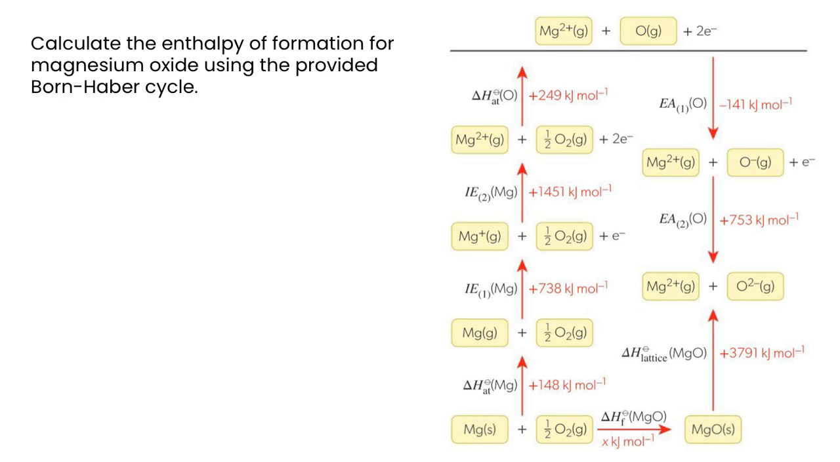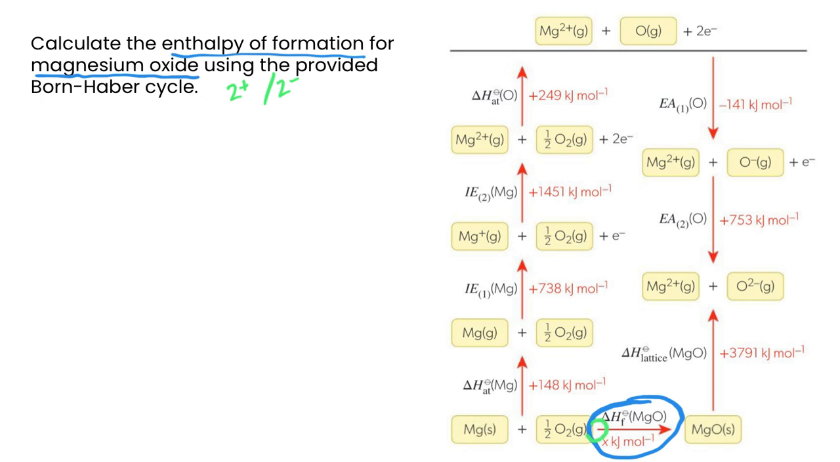Sometimes you might be asked for something that's a little bit more complicated, like magnesium oxide. So here we want to find the enthalpy of formation. So let's find that first on our Born Haber cycle. That's right here. Now, because it's magnesium oxide, we actually have to create 2 plus and 2 minus ions. So we have to go through the ionization energy twice and the electron affinity twice. We have the first one and then we have the second one for both. So that's why this Born Haber cycle looks a bit bigger, but it's no different.